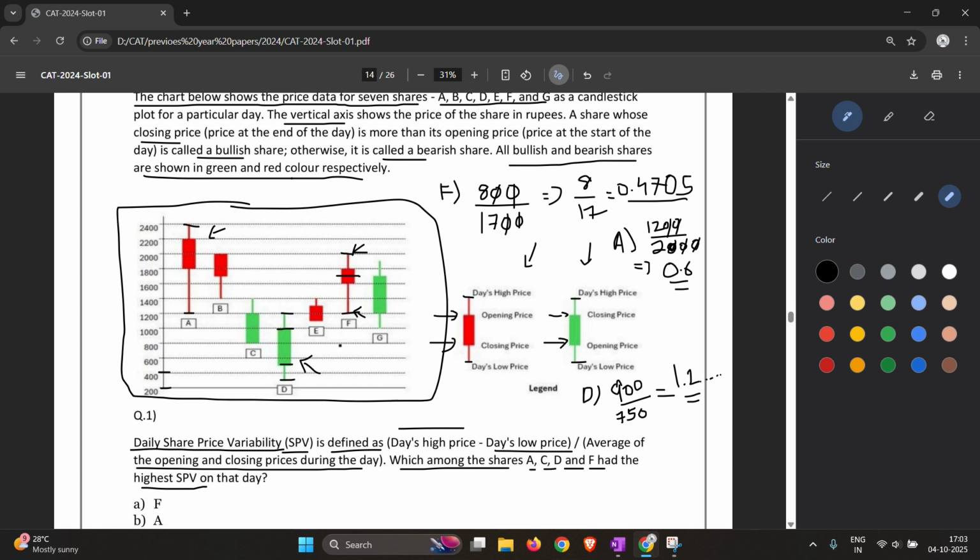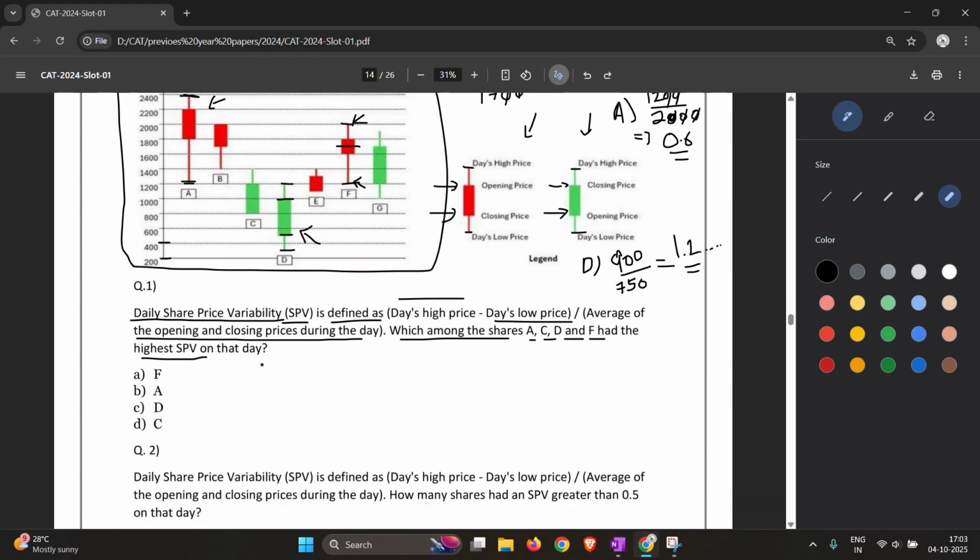So let's say the difference between the high and the low for a share was 20 rupees. But if the price of the share is 2000 rupees, that is not too much of a variability, right? But if the price of the share itself is just 10 rupees, then a difference of 20 rupees is a lot. So that's why you can't just go ahead and say, okay, I see the most gap over here, and let's just take A. So no, that would be wrong.